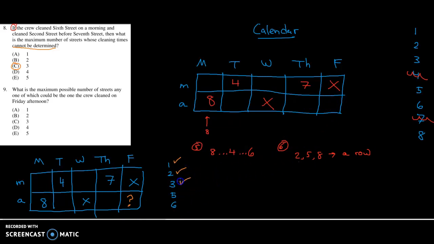3, there's no rule about that, so automatically sure. 5, well, 5's supposed to be in an afternoon. That's an afternoon row. And then finally 6, well, 6 just has to be after 4, but that is included in that Friday afternoon slot, so I could put it there. So it looks like, if we're looking for the maximum possible number of streets that could fit in that slot, it would be 5. None of them break any rules if we place them in that slot. So that would be our answer there. Hopefully this was helpful. Let me know if not.